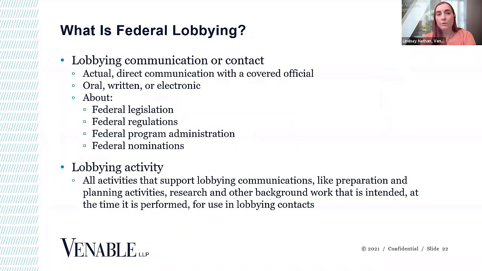So what is the definition of federal lobbying? It requires a communication or contact, which in this case is a direct contact with a covered official. It could be oral, written, or electronic, and it has to be about federal legislation, federal regulations, program administration, nominations. There are some other categories included in the definition, but those cover the basics. It also includes activities to support lobbying communications, so time spent preparing for meetings, planning activities, research on your lobbying activities, putting together talking points, all of that would be included in the lobbying activity that's reported as well.